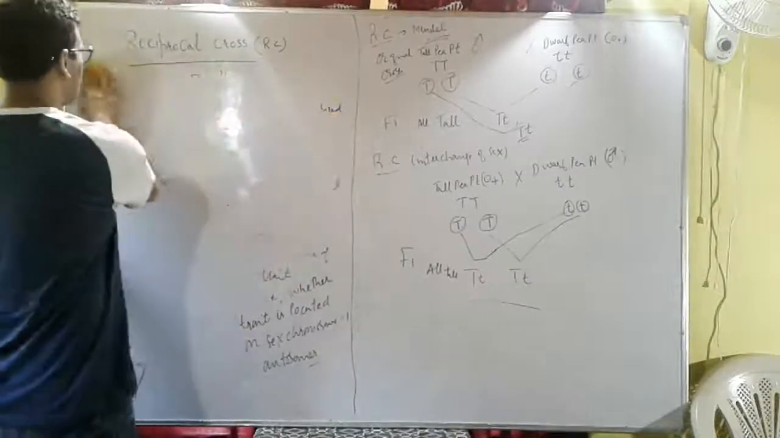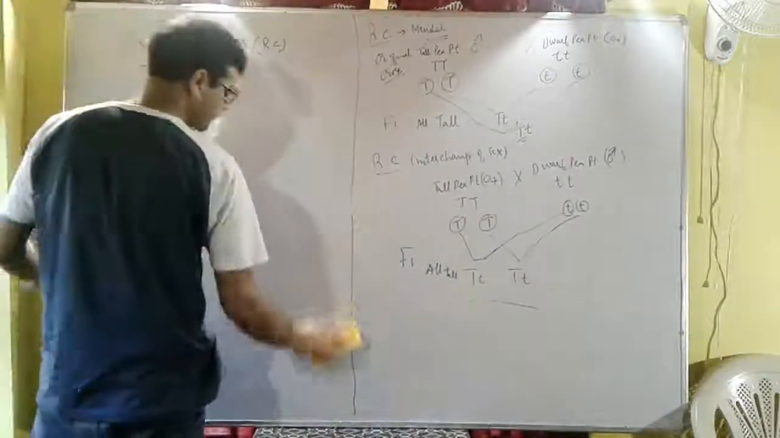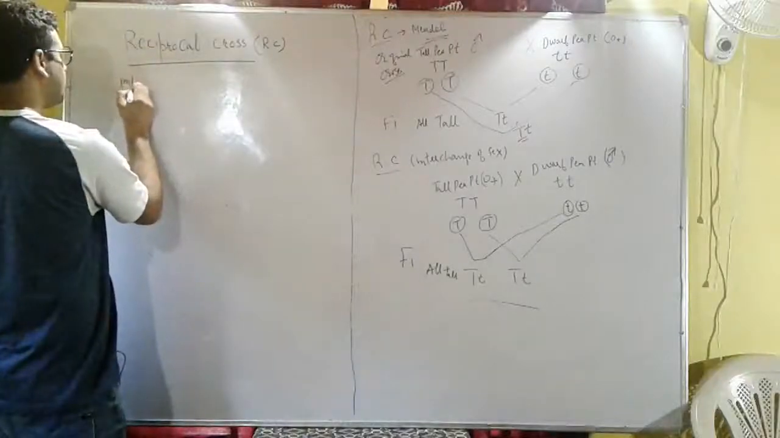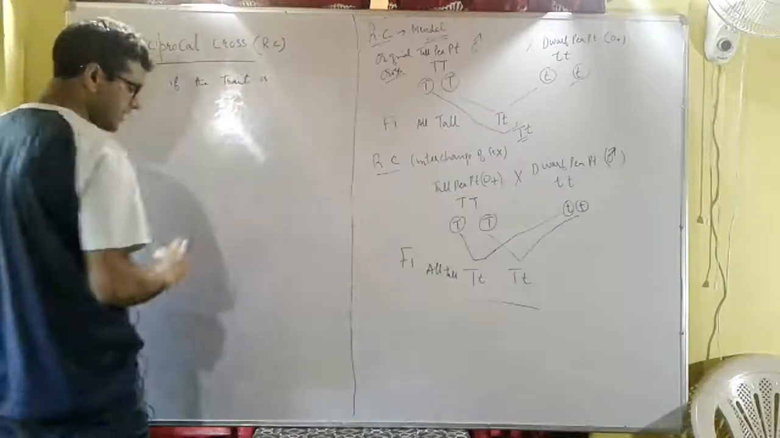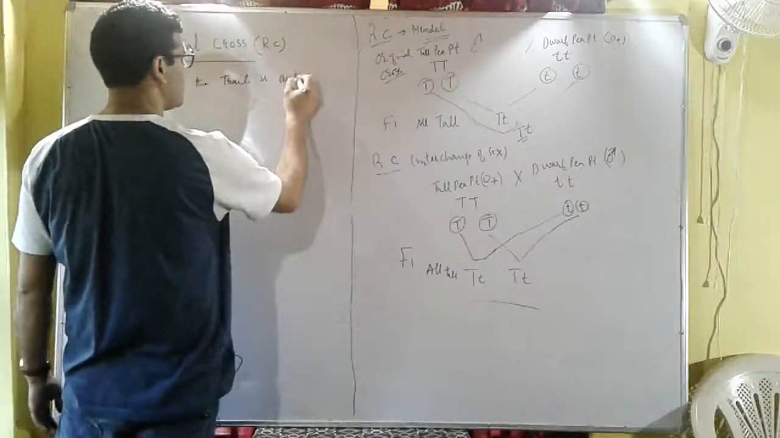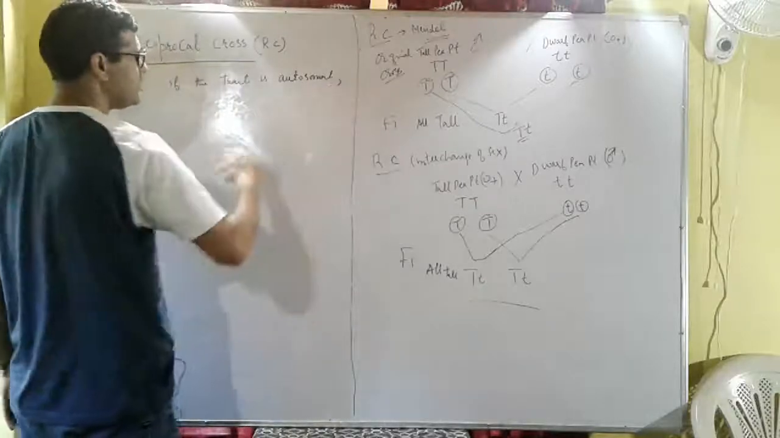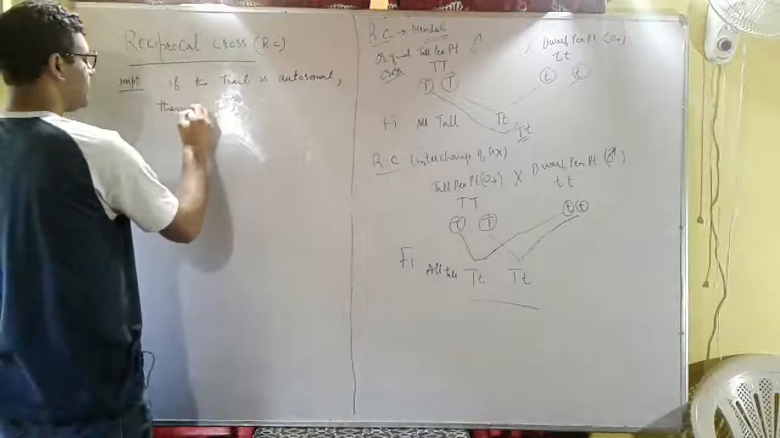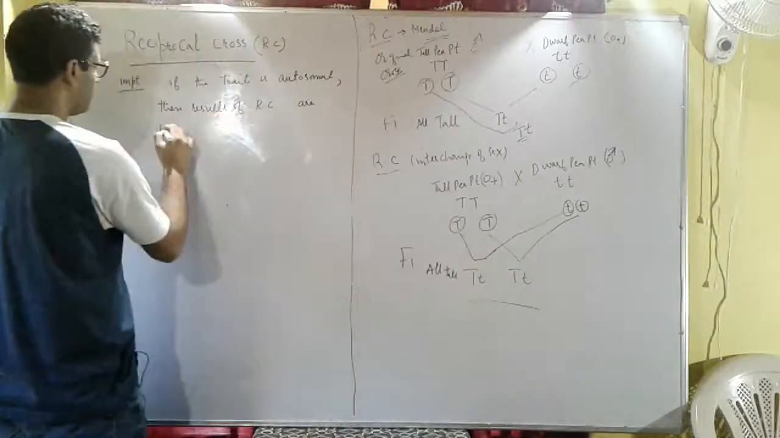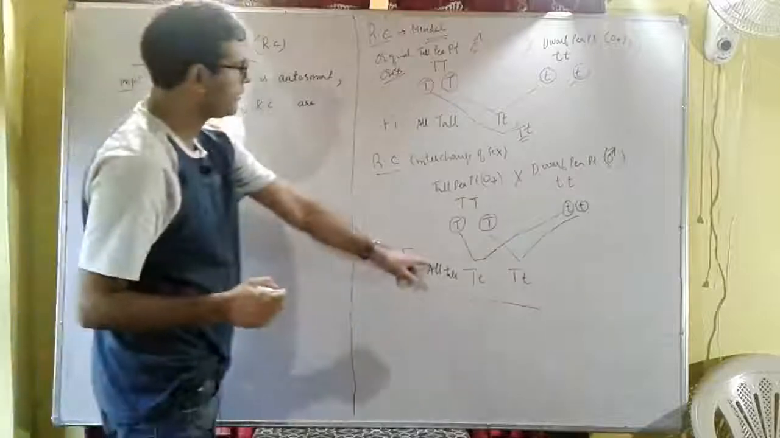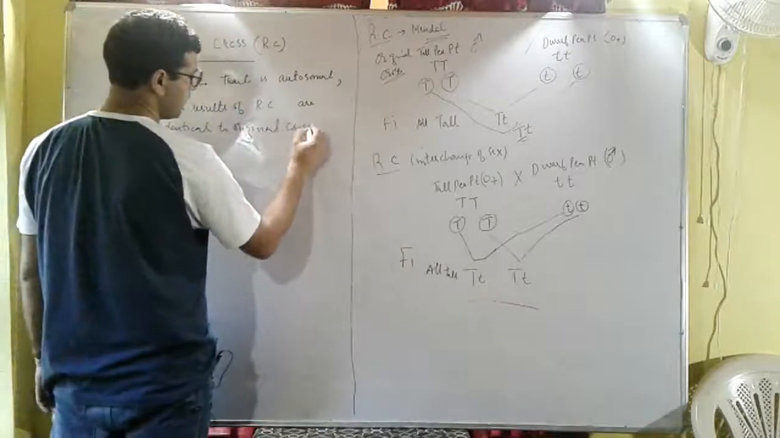So the important point you have to remember is, if the trait is autosomal, that means if the gene is located on an autosomal chromosome, then the results of the reciprocal cross are identical to the original cross. This is point first.